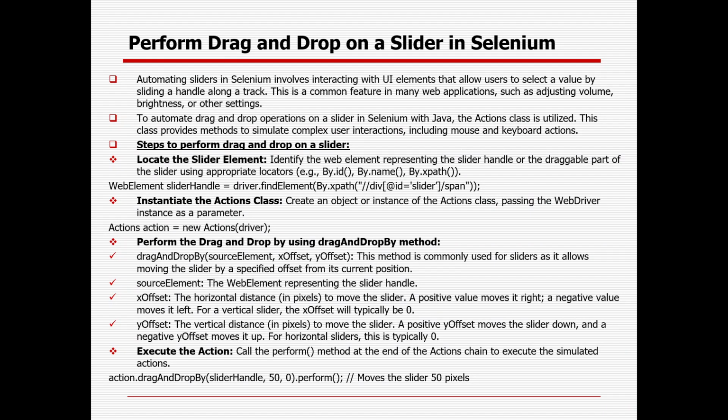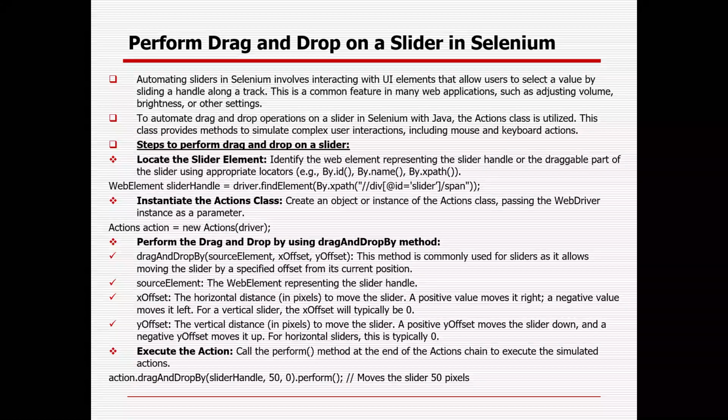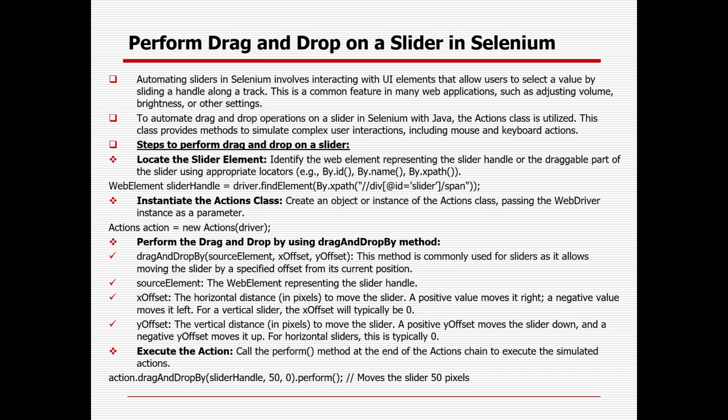Automating sliders in Selenium involves interacting with UI elements which allow a user to select a value by sliding a handle along a track. This is a common feature in many web applications, like adjusting the volume, brightness or other settings. To automate drag and drop operation on a slider in Selenium with Java, the Actions class is utilized. This class provides methods to simulate complex user interaction, including mouse and keyboard actions.